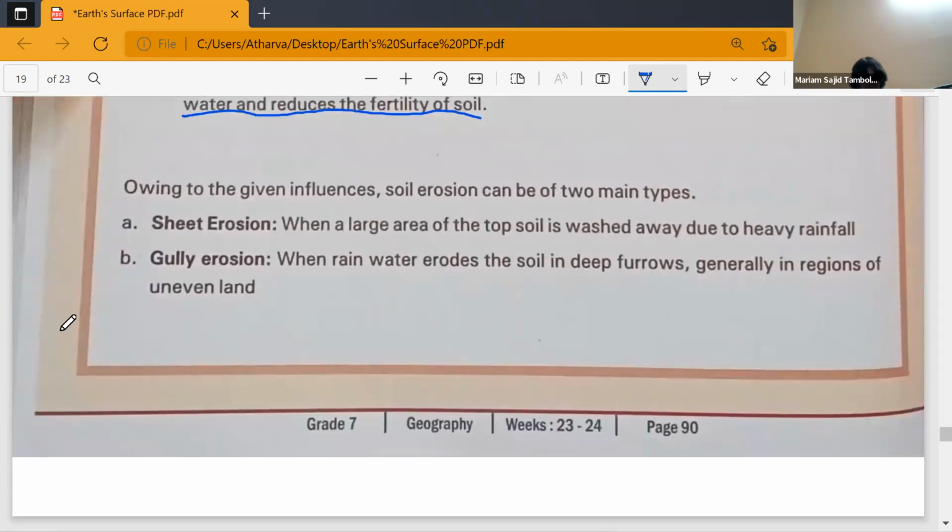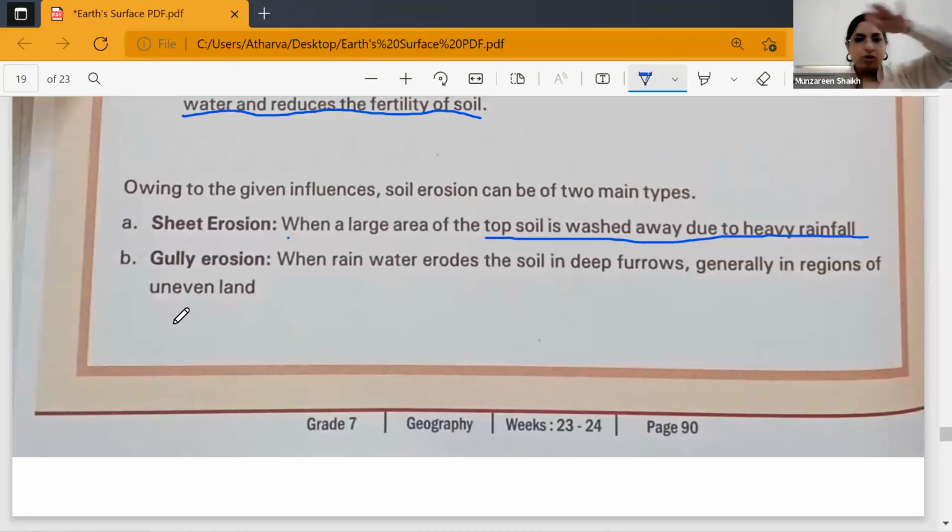Owing to the given influences, soil erosion can be of two main types. Number one, sheet erosion, and number two, gully erosion. What is sheet erosion? When a large area of the topsoil is washed away due to heavy rainfall. The word itself is telling. Sheet erosion means the top sheet gets washed away because of the heavy rainfall. Please underline this: topsoil is washed away due to heavy rainfall. So the top sheet, you can say, leads to sheet erosion.